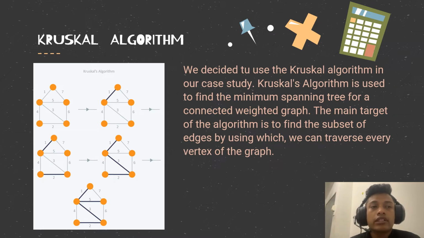We have decided to use the Kruskal algorithm in our case study. Kruskal's algorithm is used to find the minimum spanning tree for a connected weighted graph. The main target of the algorithm is to find the subset of edges by using which we can traverse every vertex of the graph. So for our question, I will pass it to Nurul Natasha.